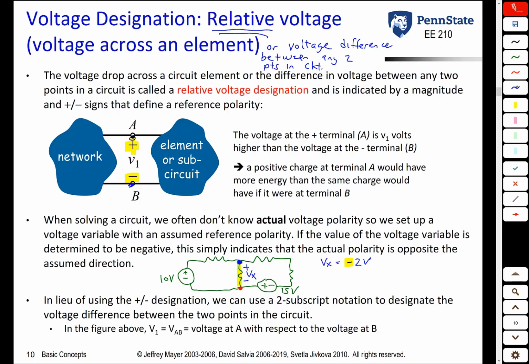When we talk about relative voltage, in lieu of using the plus and the minus, sometimes we use a two subscript notation. So for example, for this voltage up here, this V1 with the plus and minus, instead we could designate the same voltage by the designation VAB. With the two subscript designation, you always interpret the first point as being what you're calling the plus terminal and the second point being what you call the minus terminal. Remembering what I just said down here, that doesn't necessarily mean that point A is a higher voltage than point B. It depends upon whether this number here is positive or negative.